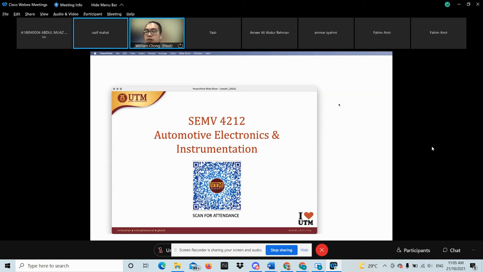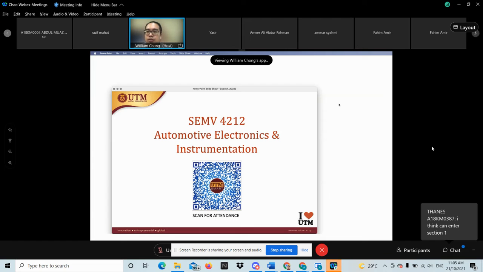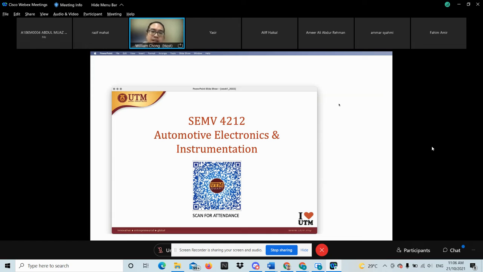Thanks Razif. So for those in section 2, if you want, maybe try to see whether you can change to section 1. If you all move to section 1, then we can just ignore section 2. So if you can enter section 1, then try to enter section 1. If not, then we just let it be.